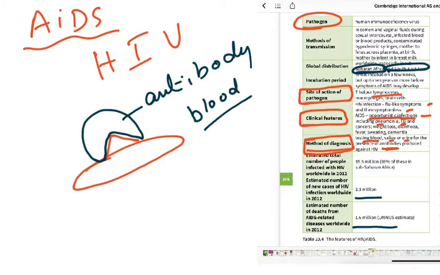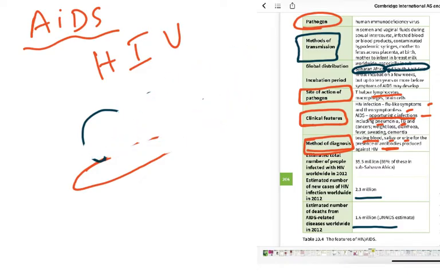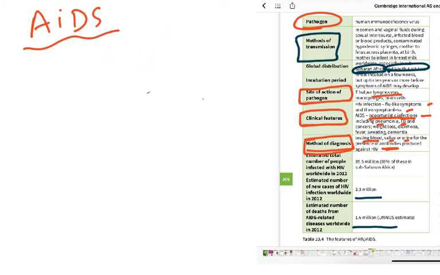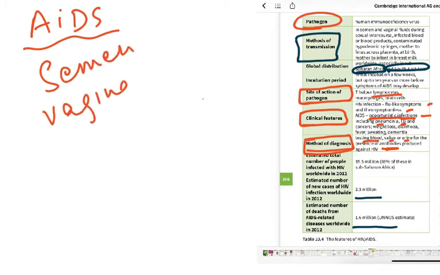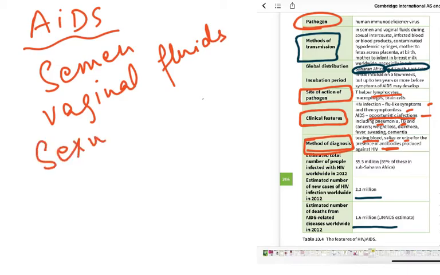Now let's look at the method of transmission. The method of transmission is important, because how does the virus travel from this one person who is the sufferer to some other people? How does it travel from an infected person to a non-infected person? So basically it's in the semen and it is present in the vaginal fluids. So if it's a male, it's in the semen. If it's a female, then it's in the vaginal fluids. And it is usually going to spread by sexual intercourse.